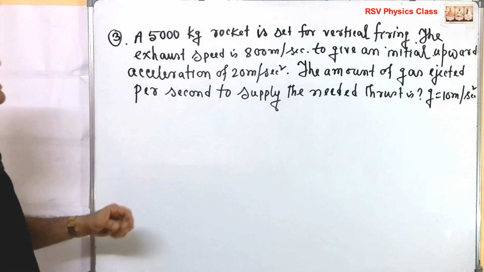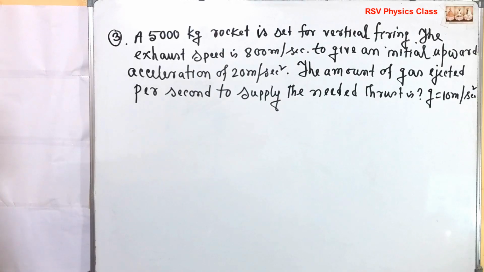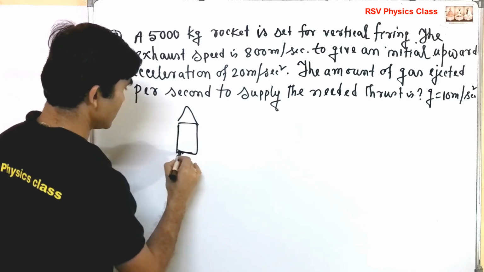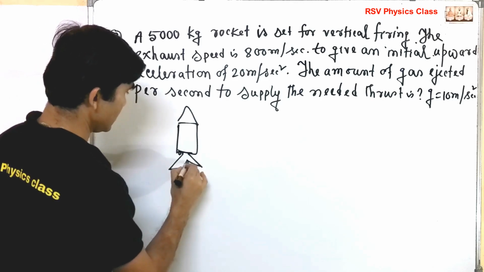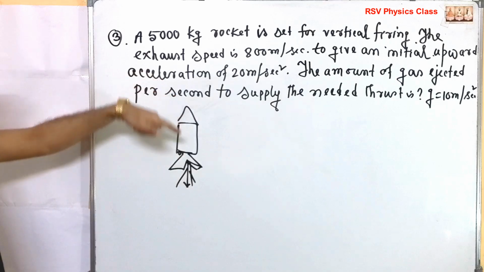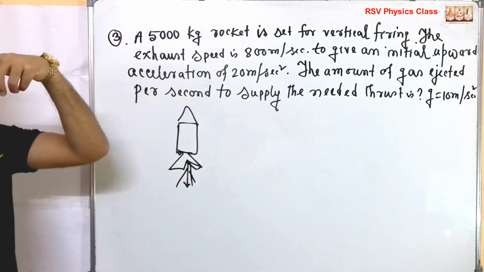Number 3. A 5000 kg rocket is set for vertical firing. The exhaust speed is 800 meter per second. To give an initial upward acceleration of 20 meter per second square, the amount of gas ejected per second to supply the needed thrust is how much? g is 10 meter per second square. So this is the rocket, and there is gas ejected here.